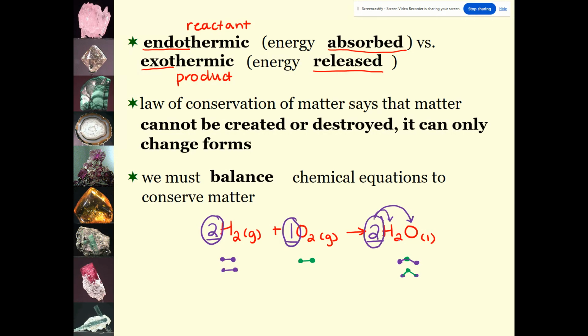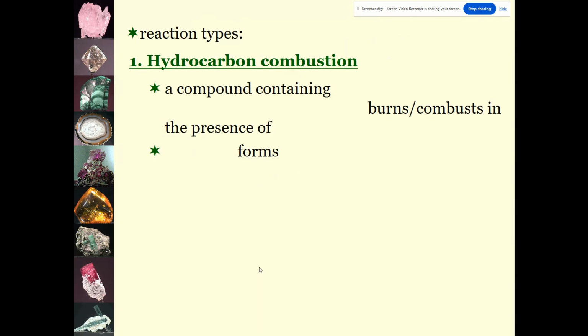So 2 times 2 is 4 hydrogens, 2 times 1 is 2 oxygens. Okay, so the balancing coefficient gets multiplied by everything written after it in that either element or compound.